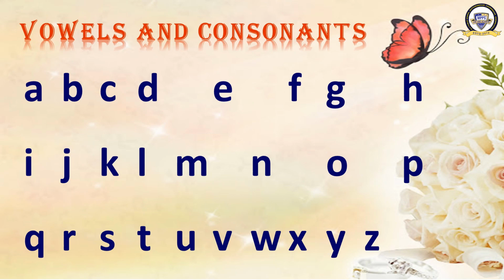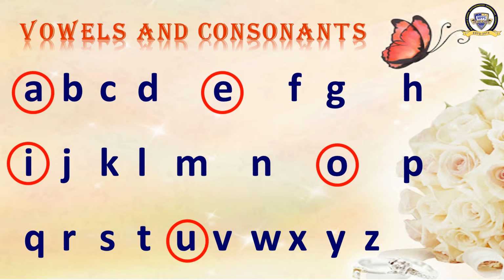Now, what are these circled ones? These circled ones are called vowels. What are the vowels? A, E, I, O, U. These are the vowels. Repeat, what are the vowels? A, E, I, O, U. How many vowels are there? 5 vowels.